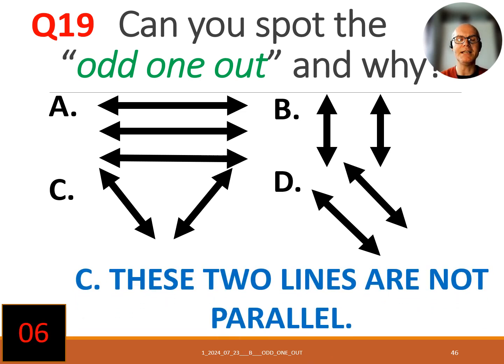The answer is C, because the two lines in C are not parallel. The groupings of lines in A, B and D are parallel. They're always the same distance apart and they will never intersect. The two lines for C will intersect. Remember, lines are infinite.